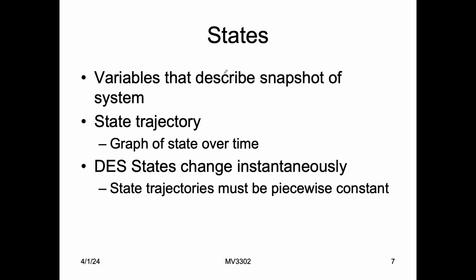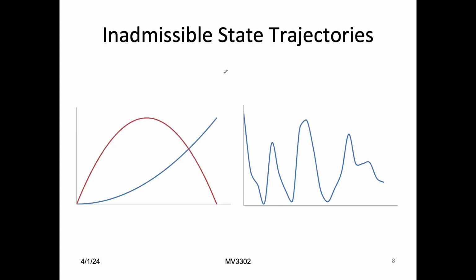So a state trajectory, I used that term in the previous slide, but what is a state trajectory? You can think of it as a graph of the state over time. Now, because discrete event simulation states change instantaneously, the implication is that the state trajectories have to be piecewise constant. So what does that mean? That means that there are some state trajectories that are inadmissible. In other words, here are two of them, actually three of them.